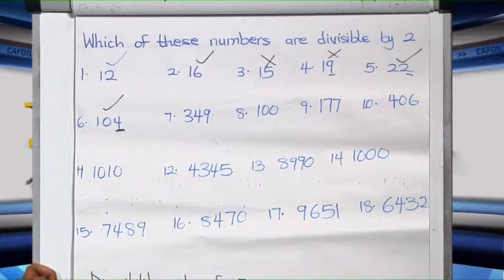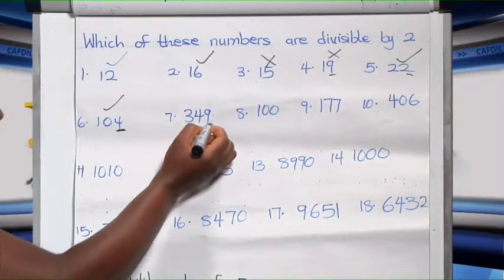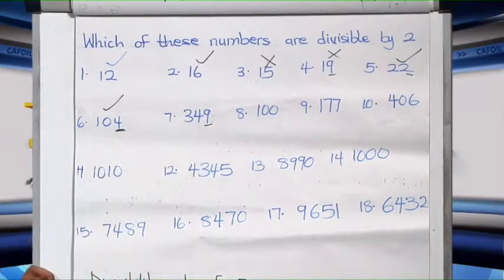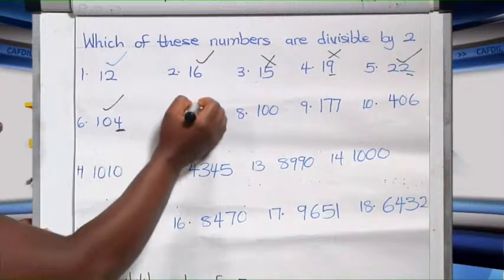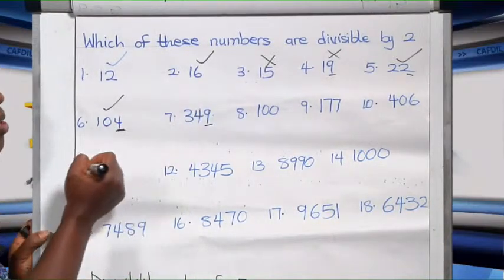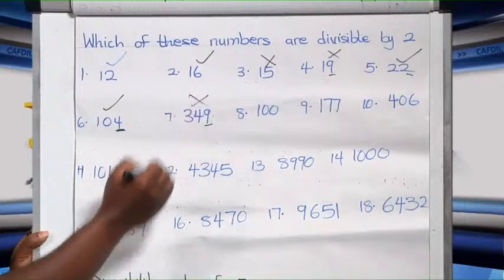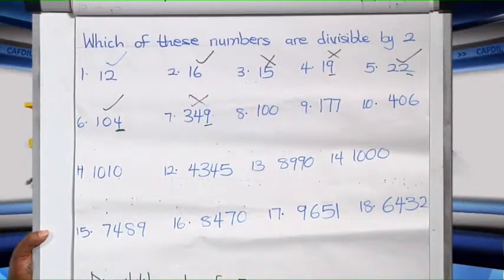349. Is it divisible by 2? Let's check the last digit. The last digit is 9. Is 9 an even number? No, it is not an even number. Therefore, 349 is not divisible by 2. We are looking at numbers that are divisible by 2.